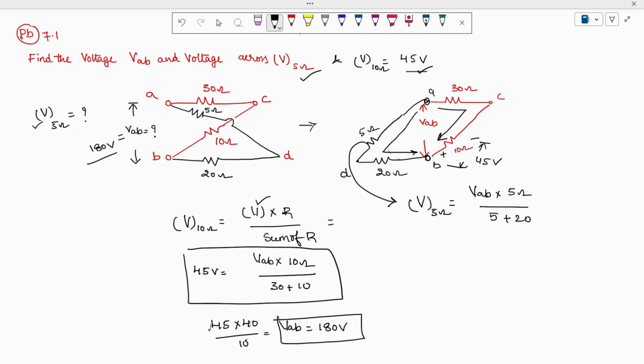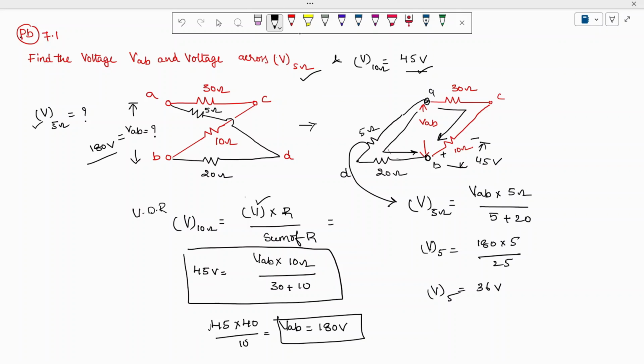So the voltage across 5 ohm we need to find. VAB is 180, into 5 divided by 25. So automatically we get 36 volts. This is how to solve the problem, very simple. Just mark the terminals A, B, C and mark the terminals A, D, B and apply the voltage. This way of application is called the voltage division rule.